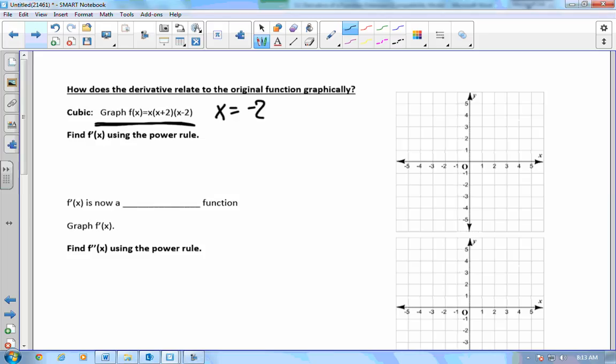-2, because of this guy. x equals 0, because of this guy. And x equals positive 2. Excellent. Okay, so my graph over here, I know it's going to cross right here at -2. I know it's going to cross at 0. I know it's going to cross at positive 2.